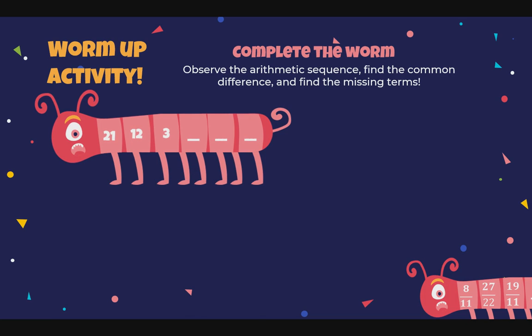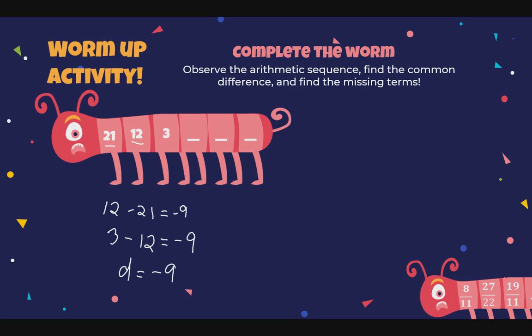We have here 21, 12, 3, and so on. We have 3 blanks or 3 missing terms on this sequence. So we will just get the common difference by subtracting the second term by the first term, which is 12 minus 21, which is equal to what? Negative 9. How about 3 minus 12? Equal to what? Very good, negative 9. So we can conclude here that the common difference is negative 9.